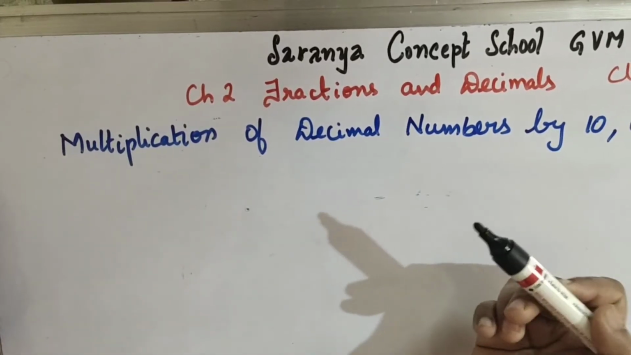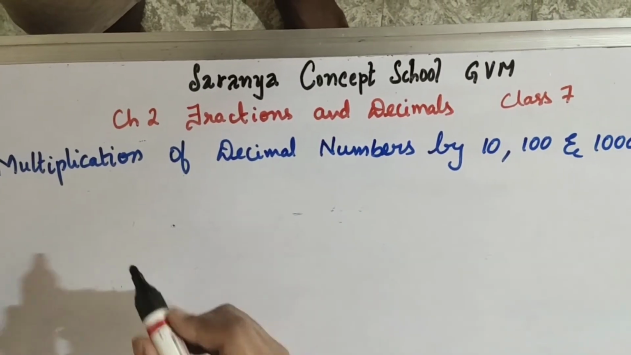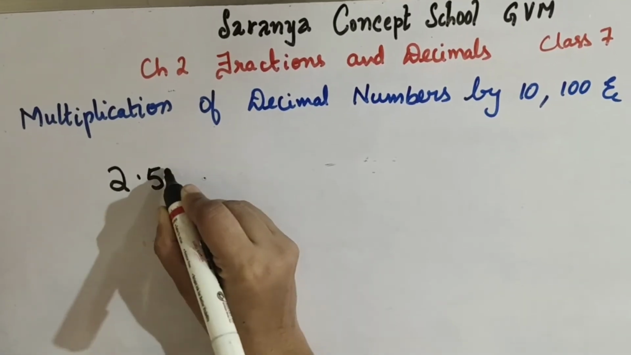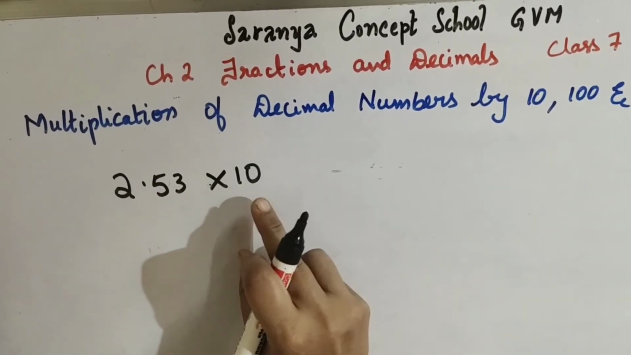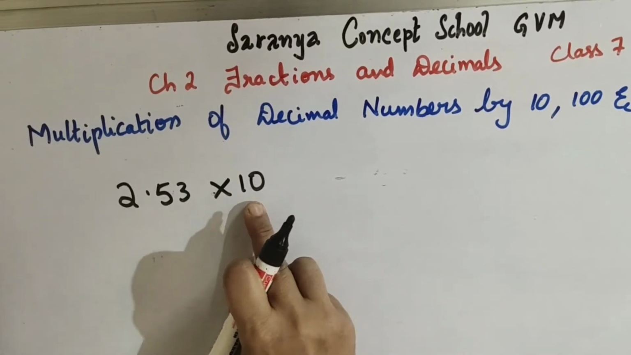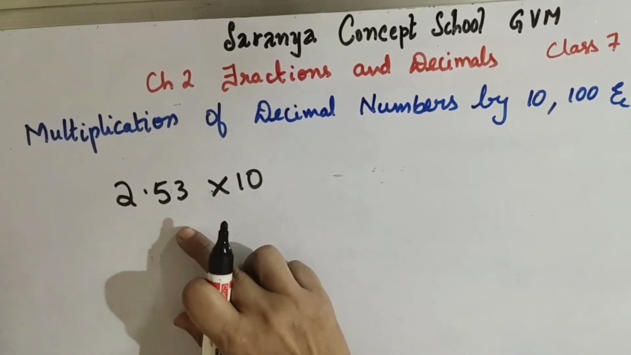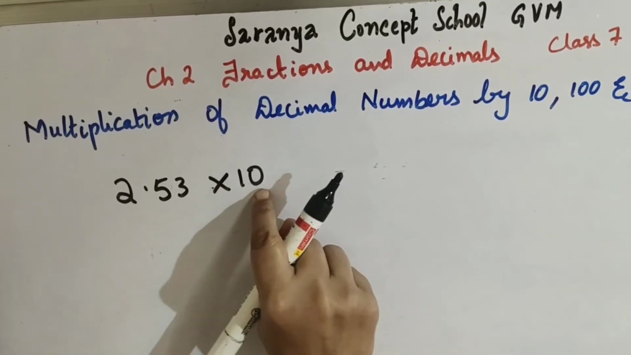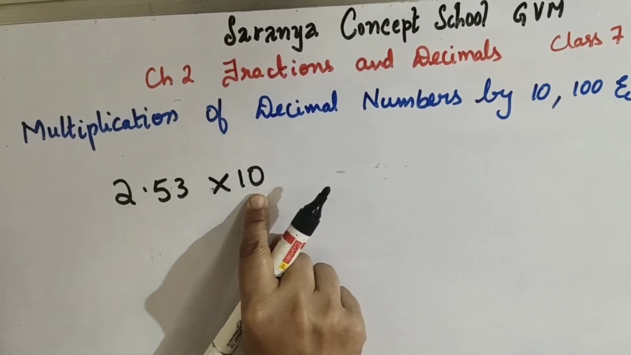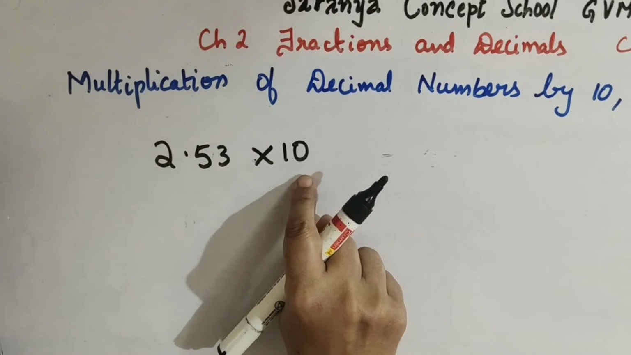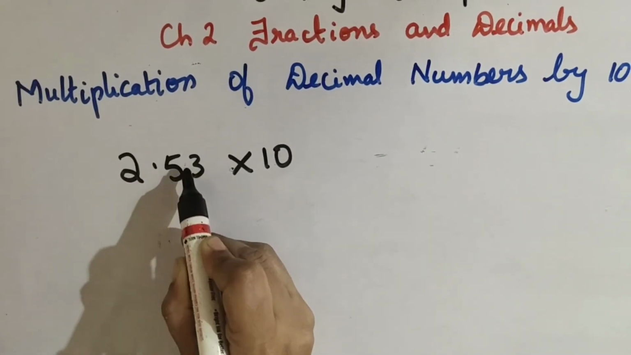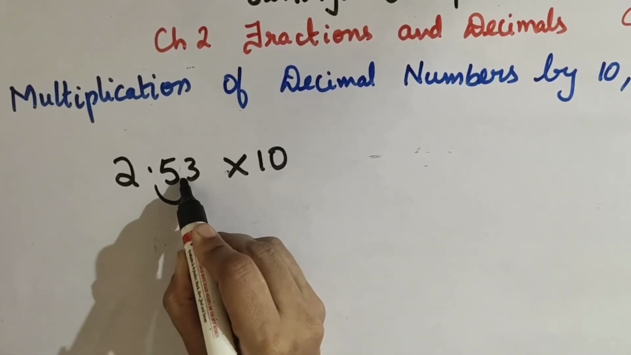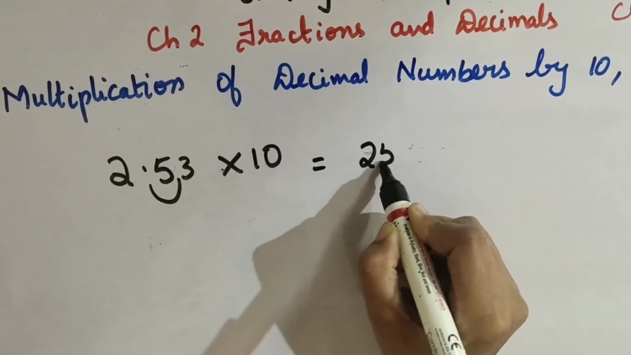Let us learn how to multiply the decimal numbers by 10, 100 and 1000. This is very easy. Now let me multiply 2.53 with 10. When you are multiplying with the powers of 10, the digit will move to the right side. Just remember, the digit will move to the right side. How many digits does it move? It depends upon the number of 0s. Here I am multiplying with 10. So how many zeros do we have? Only 1 zero, right? So the point will shift by 1 digit. So the solution will be 25.3.